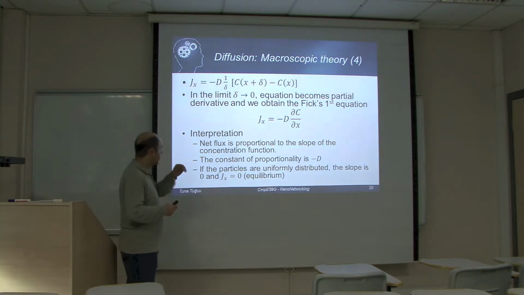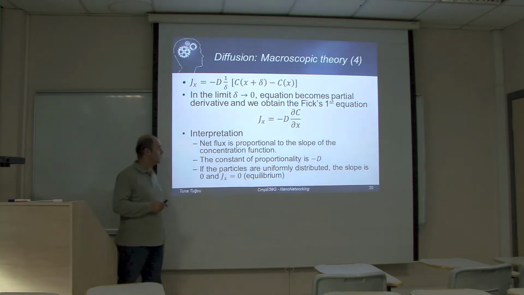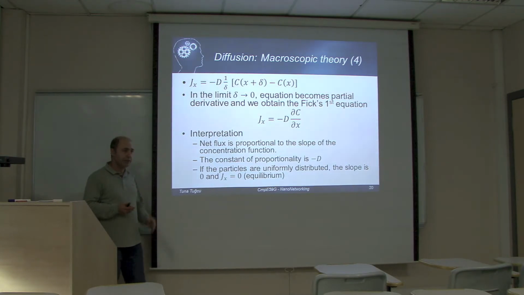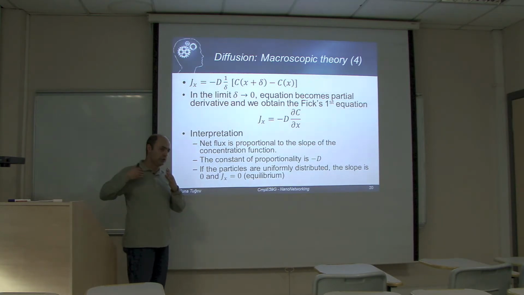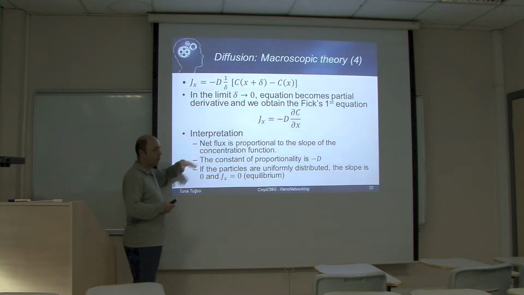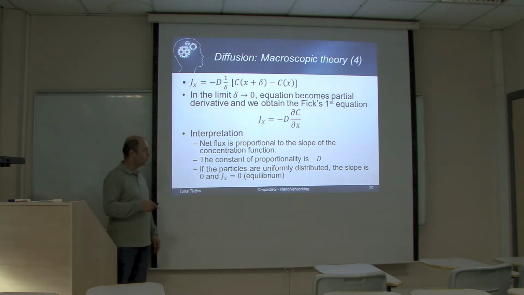Okay, same thing here. Flux is proportional to the slope of the concentration. If the concentration difference is high, there will be more molecules passing that surface. If the concentration levels are very close, there will be fewer molecules passing through. Okay? That's what we mean by the slope of the concentration function, because if the difference is high, the slope would be higher. The constant of proportionality is minus D, as you can see.